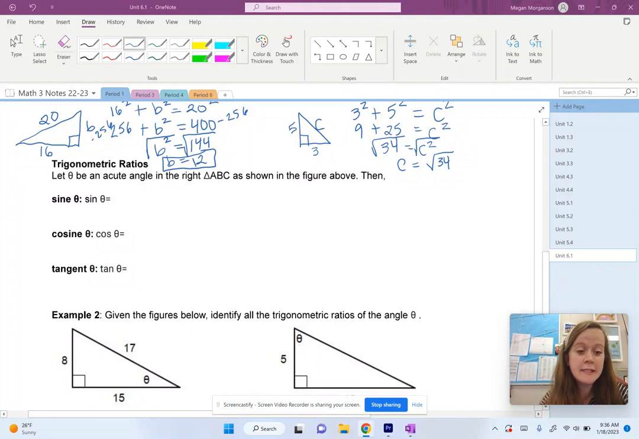Okay, so the next thing we're going to talk about is trigonometric ratios. Basically, sine, cosine, tangent. Hopefully that sounds familiar to you. I think you did it last year in secondary math too.